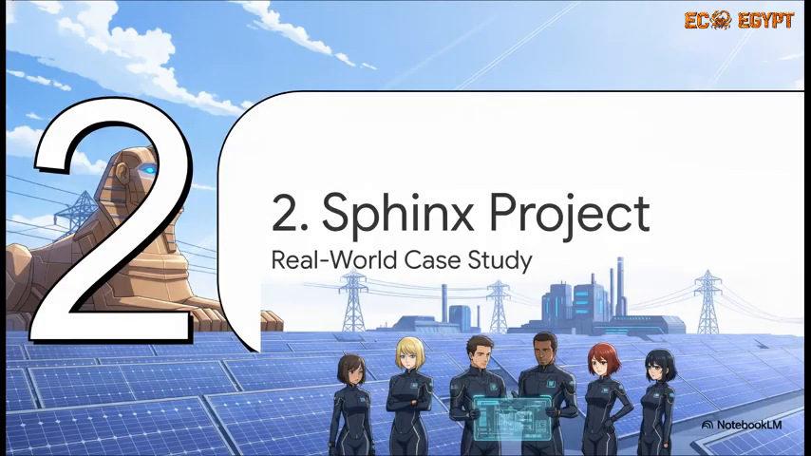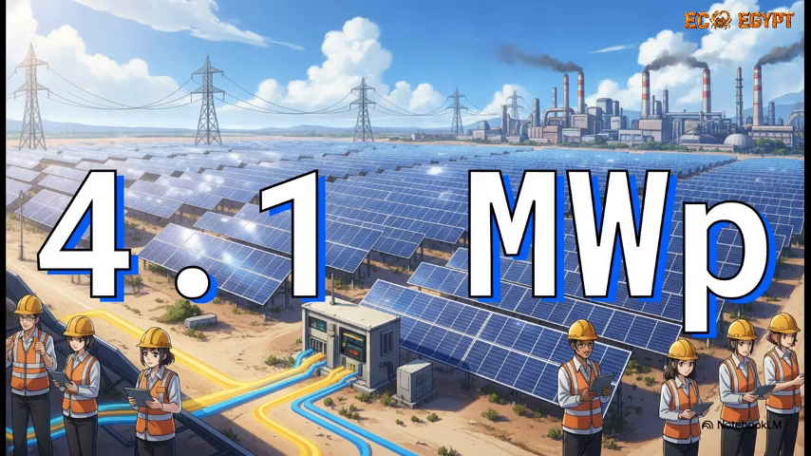Section 2. The 4.1 MWp Sphinx project, a real-world case study. Now, textbook theory is great, but seeing it actually applied, that's where the real magic happens. This project boasts a total DC capacity of 4.1 megawatts peak, which translates to roughly 3.6 megawatts of AC grid power. Just to put that into perspective for a second, this isn't some rooftop residential setup. This is serious, heavy-duty, utility-scale infrastructure built to power a major industrial operation, day in and day out.